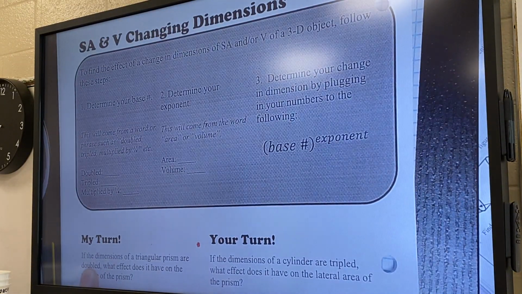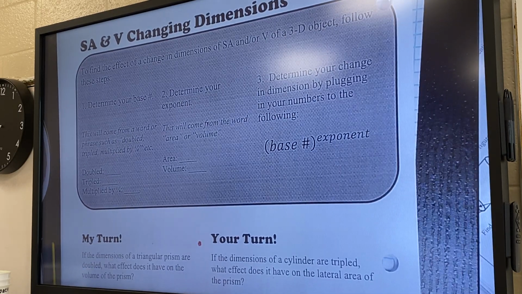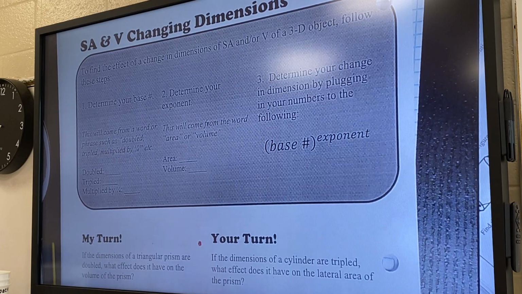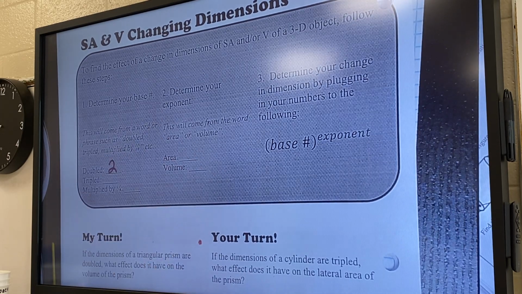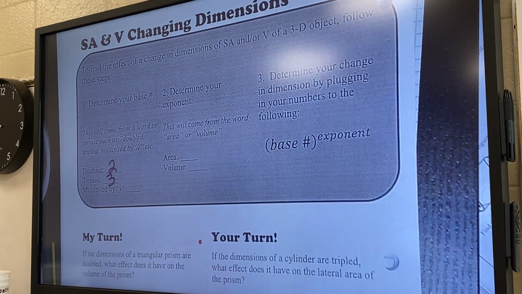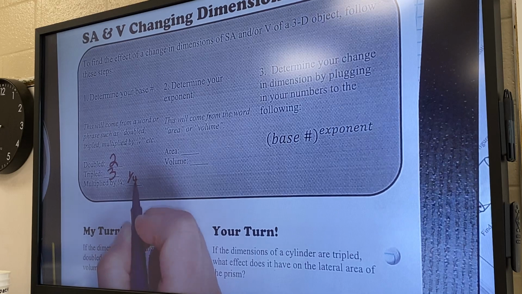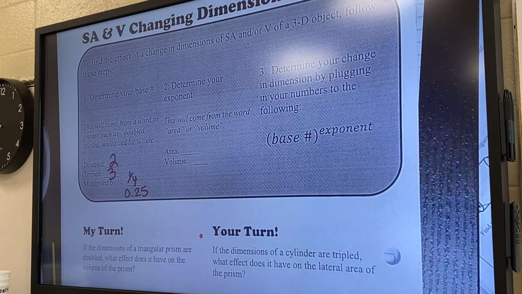All right. So for changing dimensions, let me get a marker that's going to show up. First, you have to determine your base number. That's going to come from a word that's in the problem, like doubled or tripled or quadrupled. So if they said doubled, your base number would be 2. If it said tripled, it would be 3, and multiplied by a fourth would just be a fourth, or 0.25. And obviously there's infinitely many of these. I just picked a few.